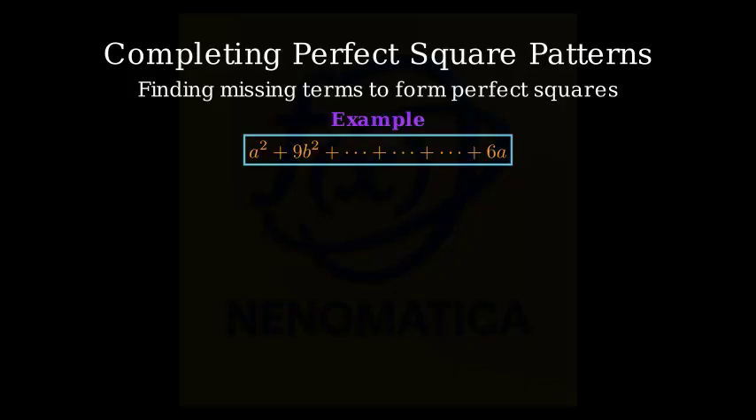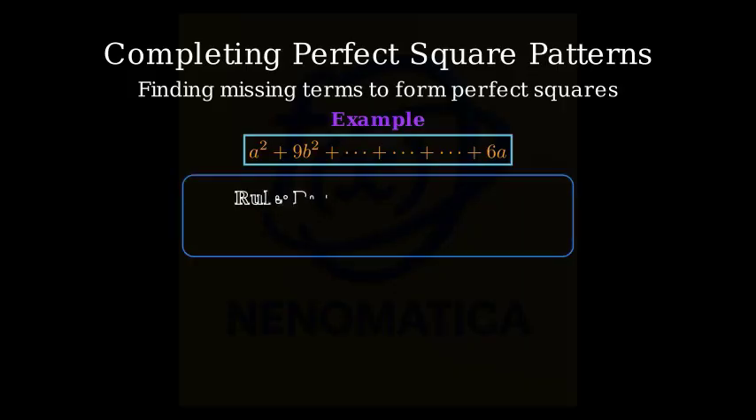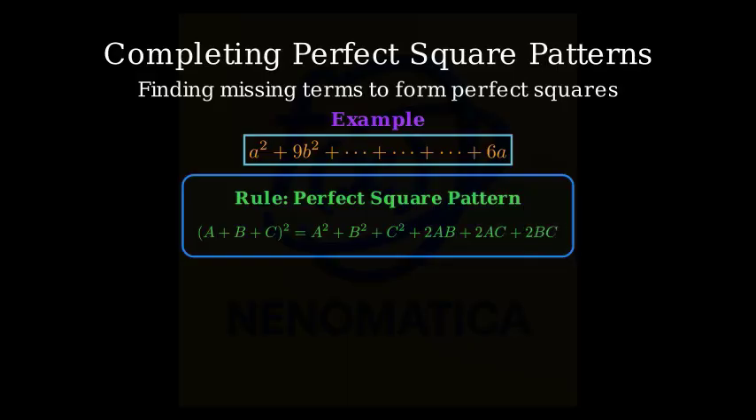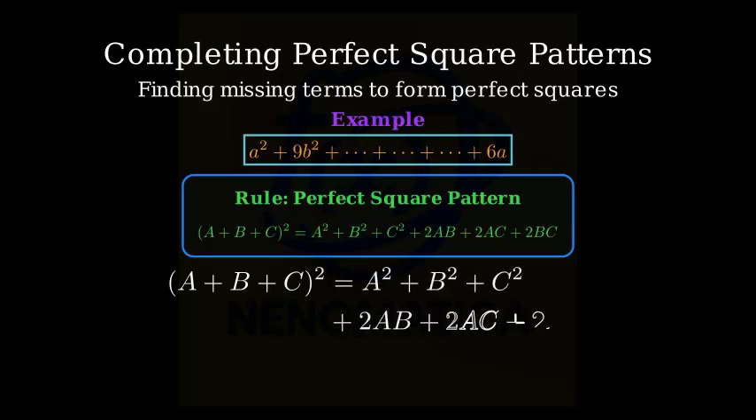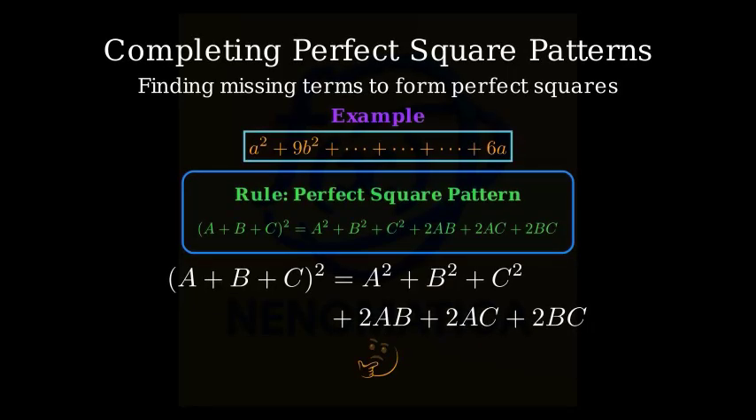To solve this problem, we need to recognize that we're trying to form a perfect square pattern. Remember, a perfect square has the form (a + b + c) squared. When we expand a perfect square like (a + b + c) squared, we get a squared plus b squared plus c squared plus 2ab plus 2ac plus 2bc. Looking at our problem, we need to identify what a, b, and c might be.